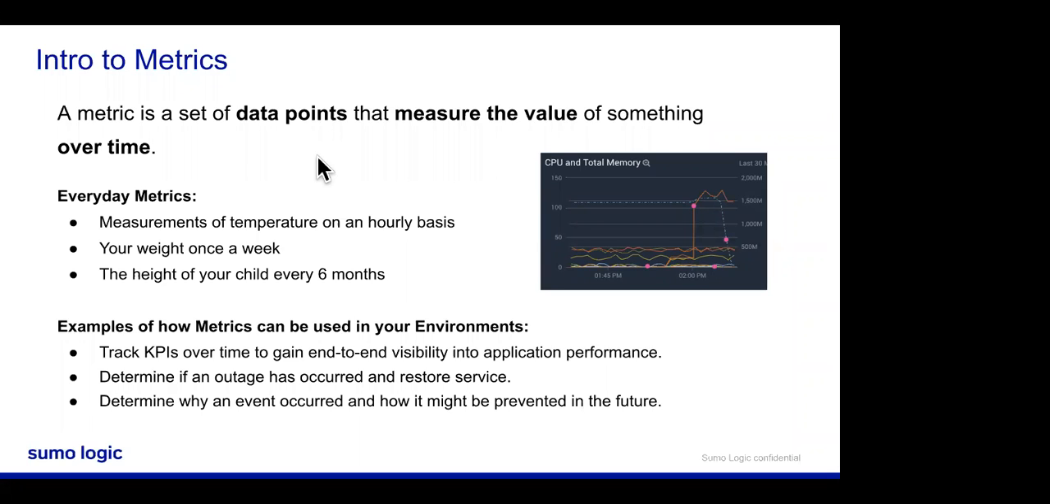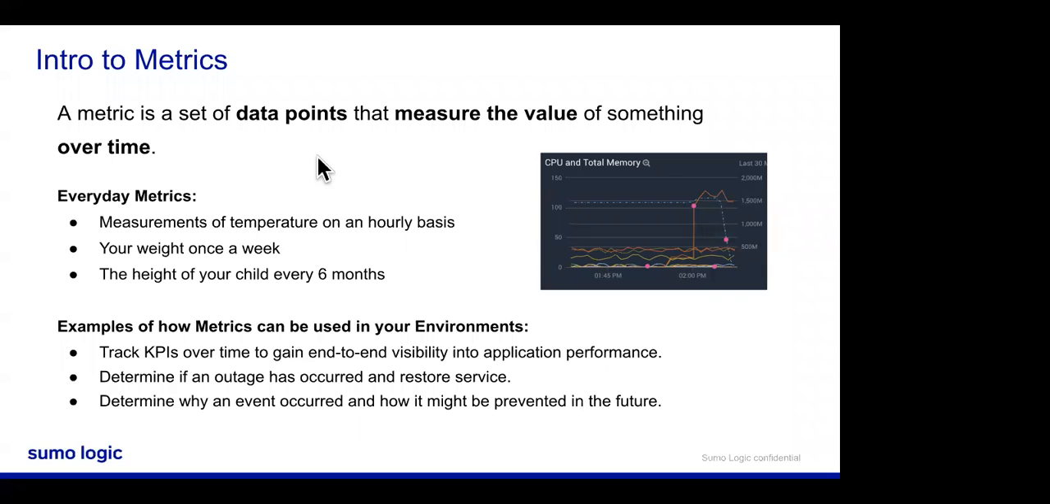So again, we want to track our key performance indicators, our KPIs, over time, to gain visibility into various performances, whether it's application performance or system performance. We want to obviously understand if an outage has occurred, and we'll talk about creating monitors and alerts, and then determine why an event has occurred. So you'll find that metrics will typically tell us what is going on with our environments. And then those metrics can point us back to logs, and logs will typically tell us why it is happening. So these two become integral components of overall observability.